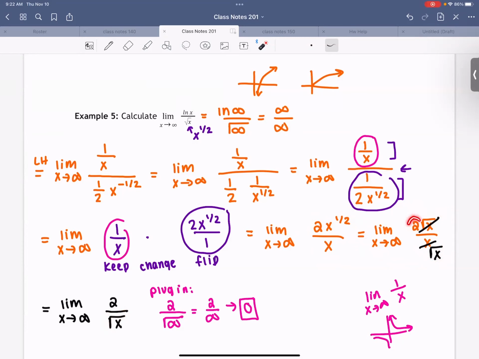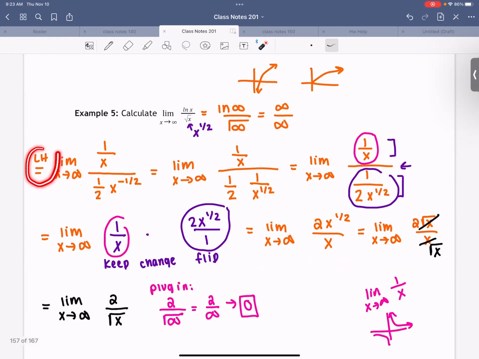No, I think the 2 should stay there, right? I mean, you have to do the derivative in order to get that square root on the bottom. Oh, I didn't do the derivative from here to here. I just simplified. I'm not doing L'Hopital's rule here. I only did it one time, and that was up here. So no derivatives happen from here to here. Does that make sense?